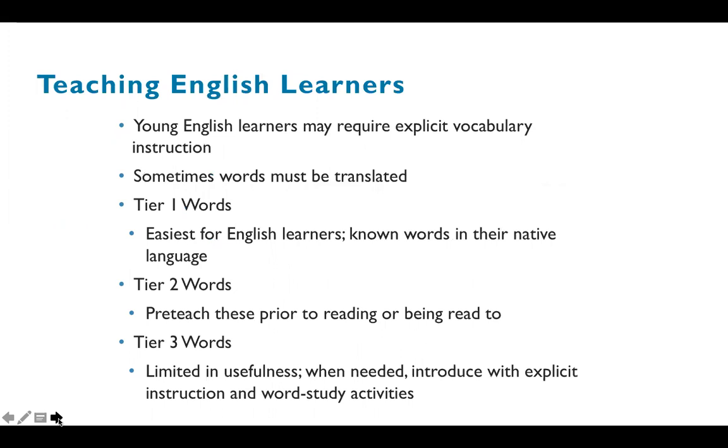Young English learners may require explicit vocabulary instruction. Sometimes words must be translated for them. Tier 1 words are the easiest for English language learners to learn. They're known words in their native language. Tier 2 words, you have to pre-teach prior to reading or being read to. And Tier 3 words are limited in usefulness. They're used when needed, introduced with explicit instruction and word study activities.